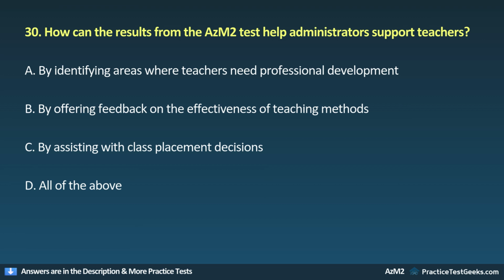30. How can the results from the AzM2 test help administrators support teachers? A. By identifying areas where teachers need professional development. B. By offering feedback on the effectiveness of teaching methods. C. By assisting with class placement decisions. D. All of the above.